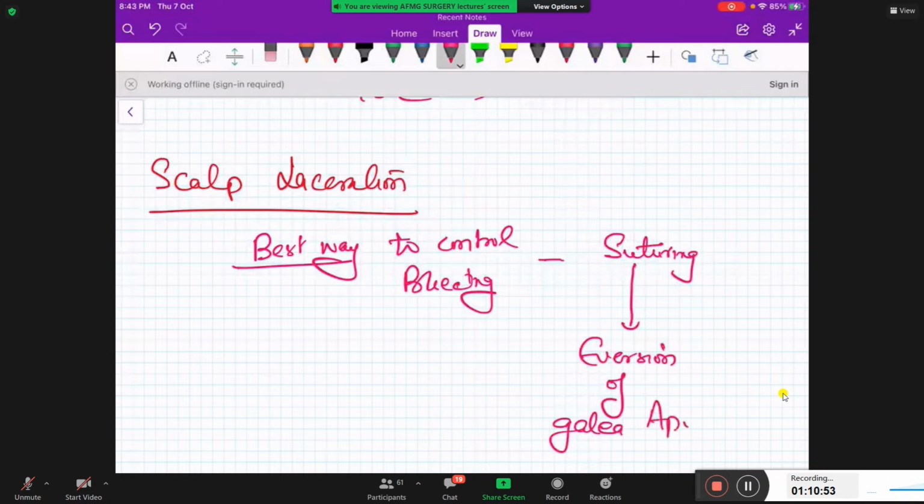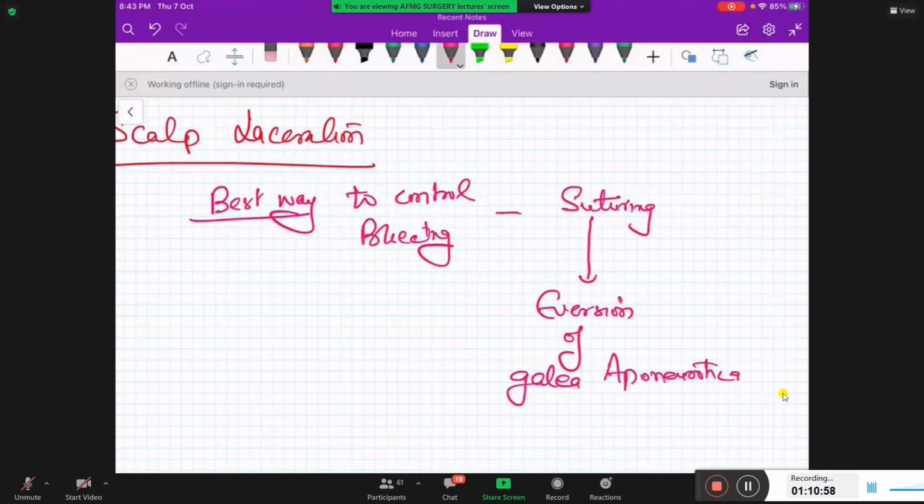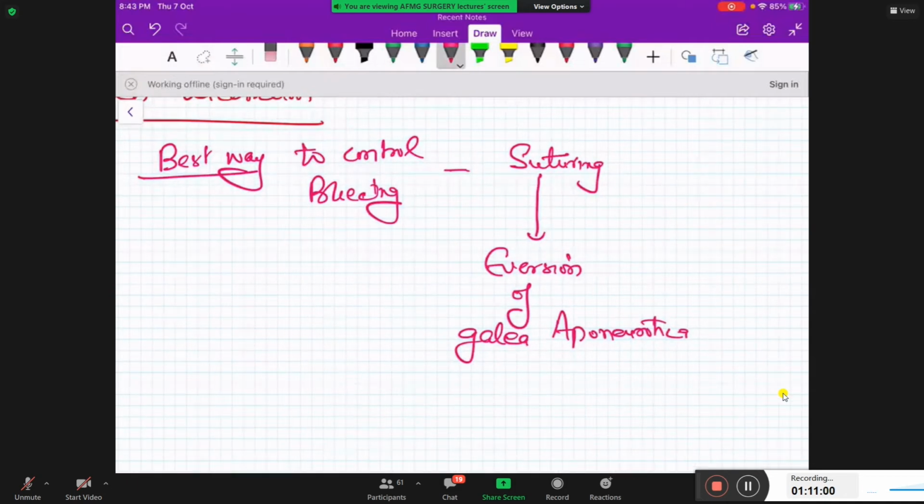controls the bleeding. So when you are an intern and if your co-intern is struggling to suture a scalp laceration, go in style, take an artery forceps, hold the galea aponeurotica and evert it and then take. Now do.